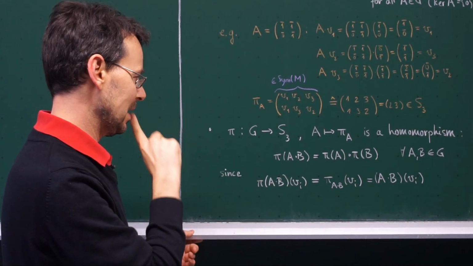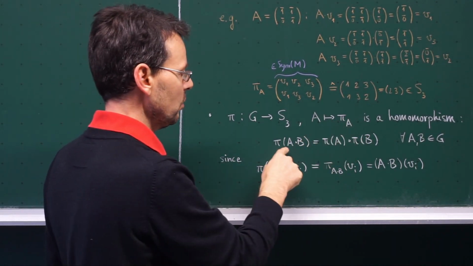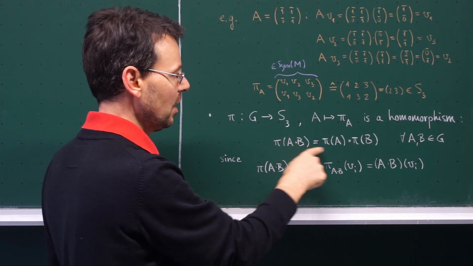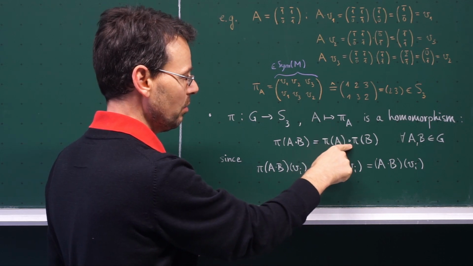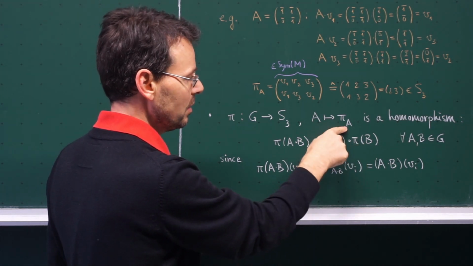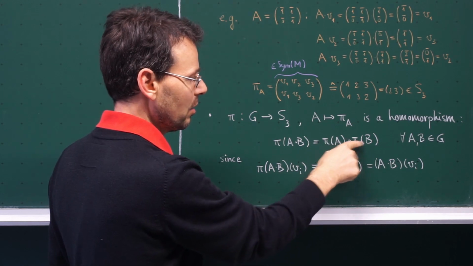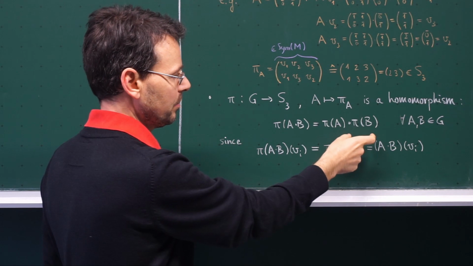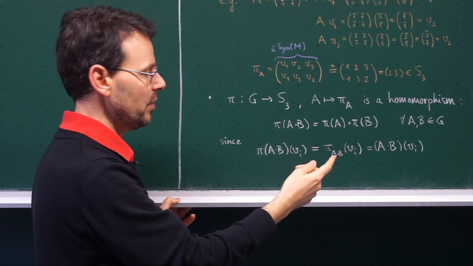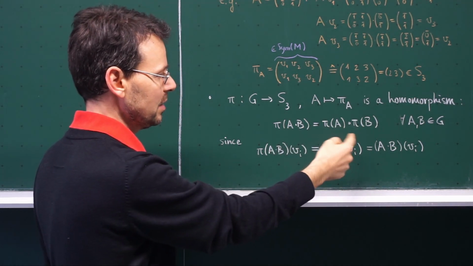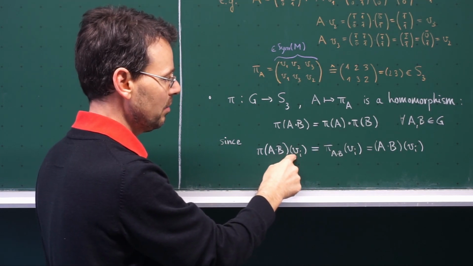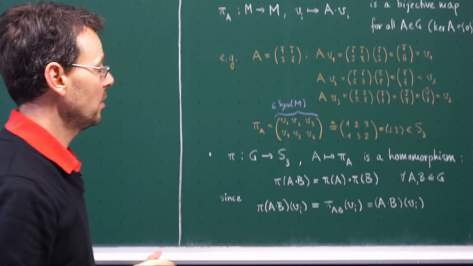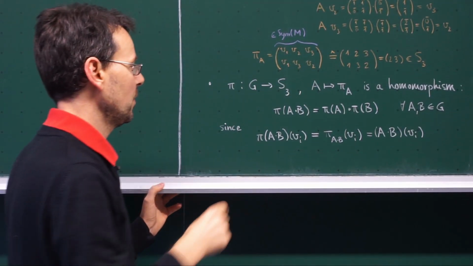So let's do exactly that. We need to show that pi applied to A dot B, this is the matrix product, is the same as pi of A composed with pi of B, or in this notation pi sub A composed with pi sub B. So those are maps, bijective maps from M to M. To check that both sides are equal, we simply apply them to all the elements of M, so to all the vectors V1, V2 and V3.